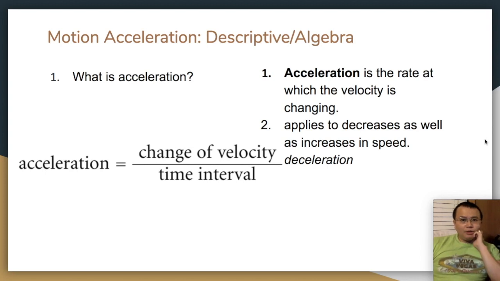We use the word acceleration to refer to an object either speeding up or slowing down. When something is slowing down, we call that deceleration. Okay, and the algebraic equation for that is the change in velocity divided by the time interval. That's the equation for acceleration.